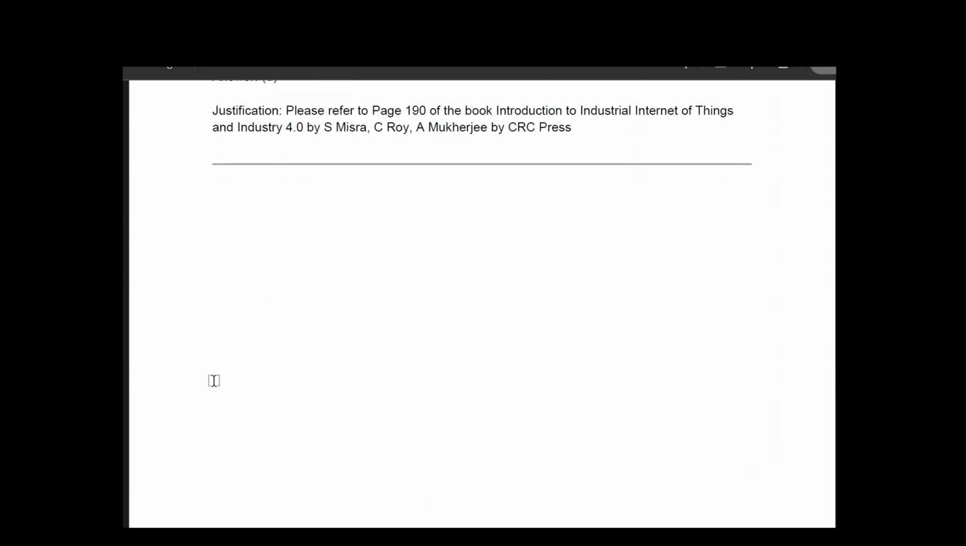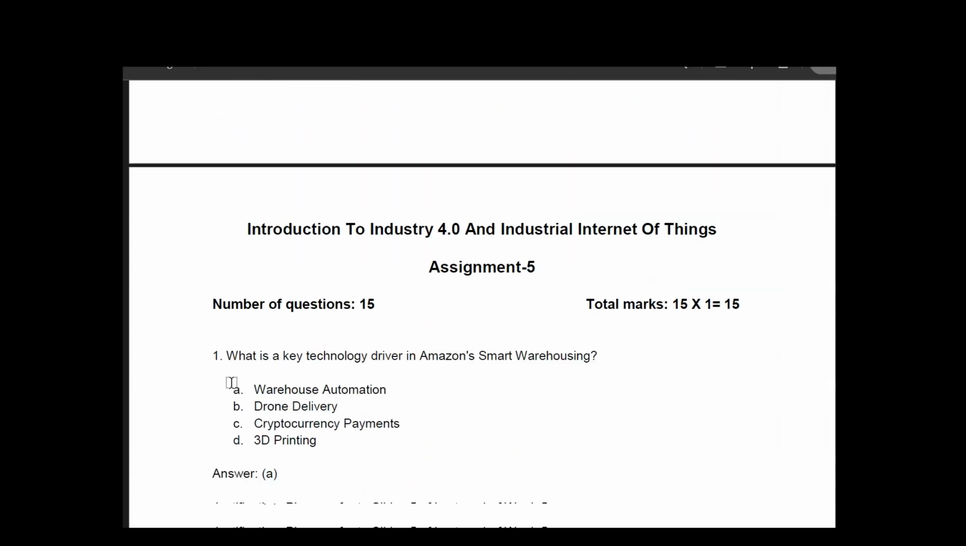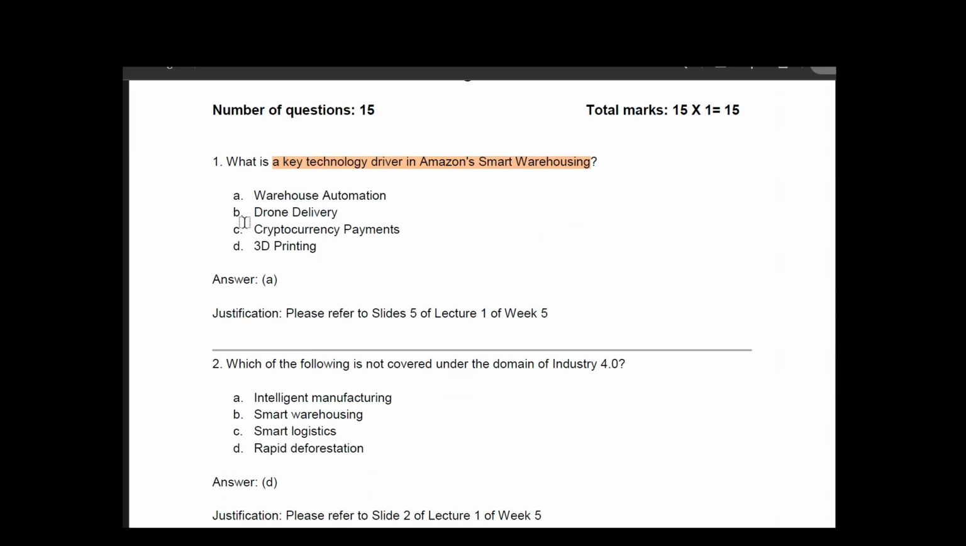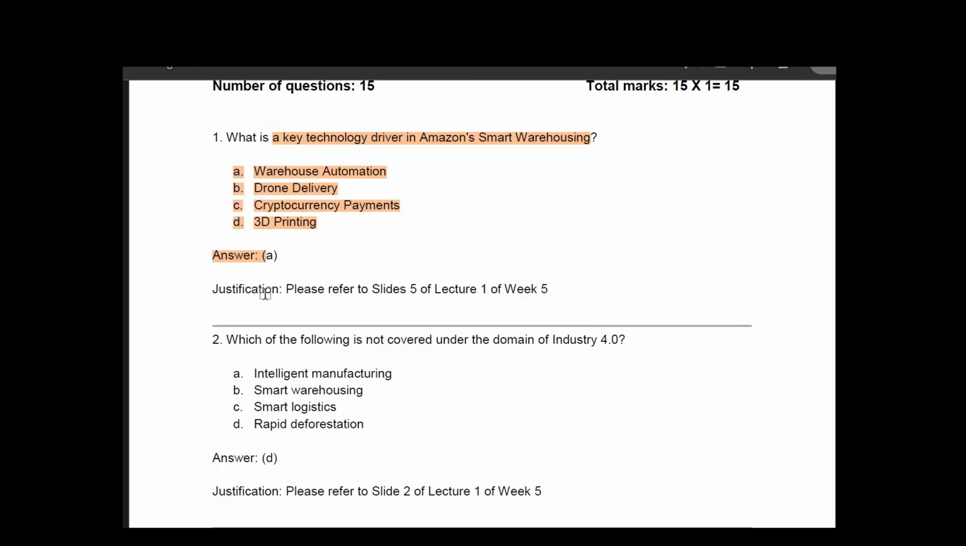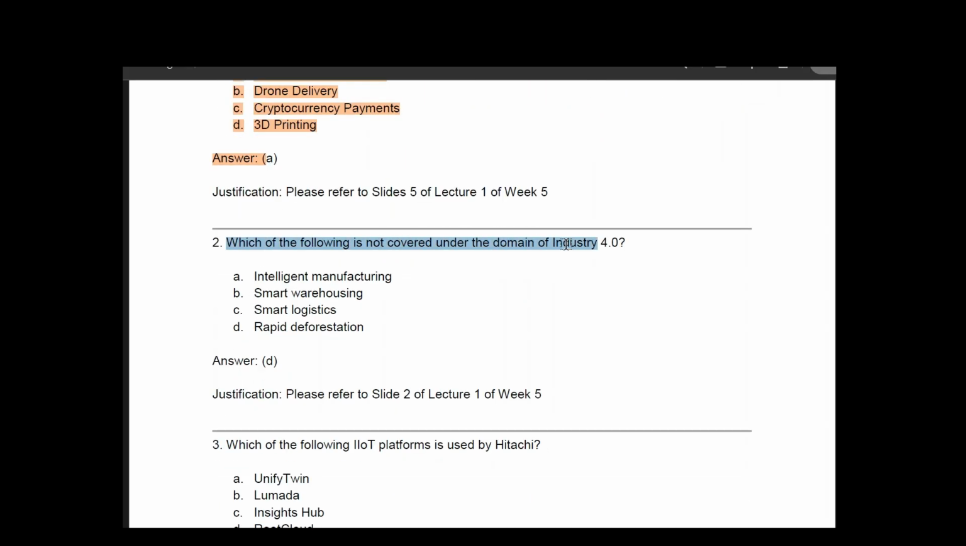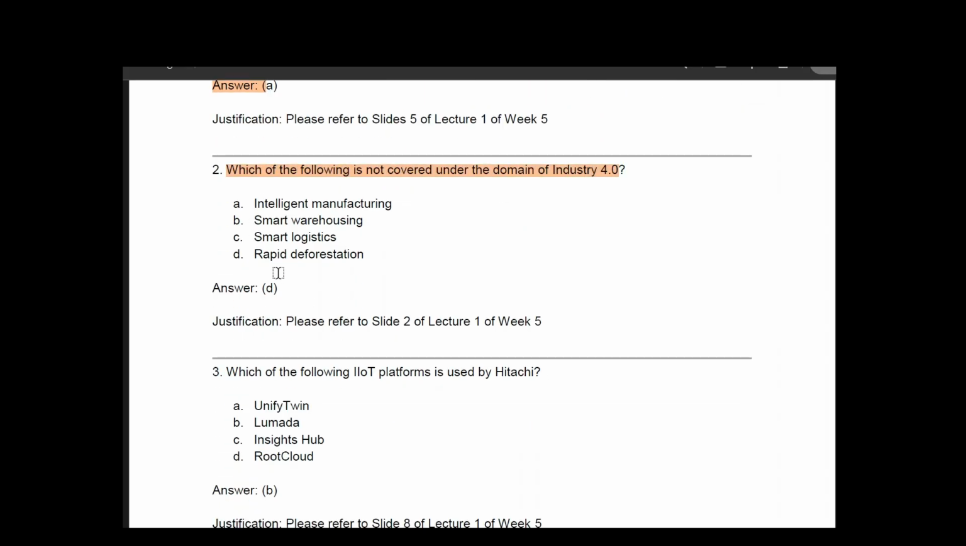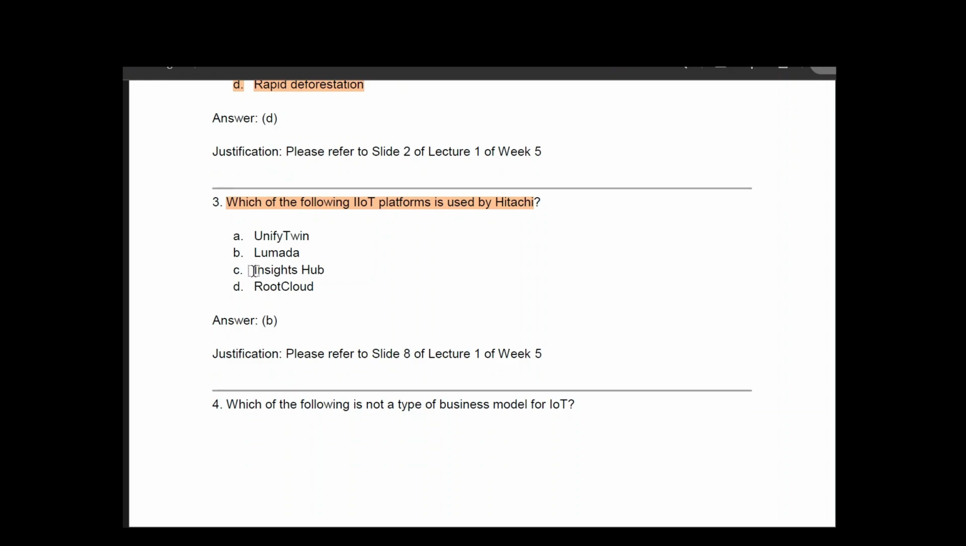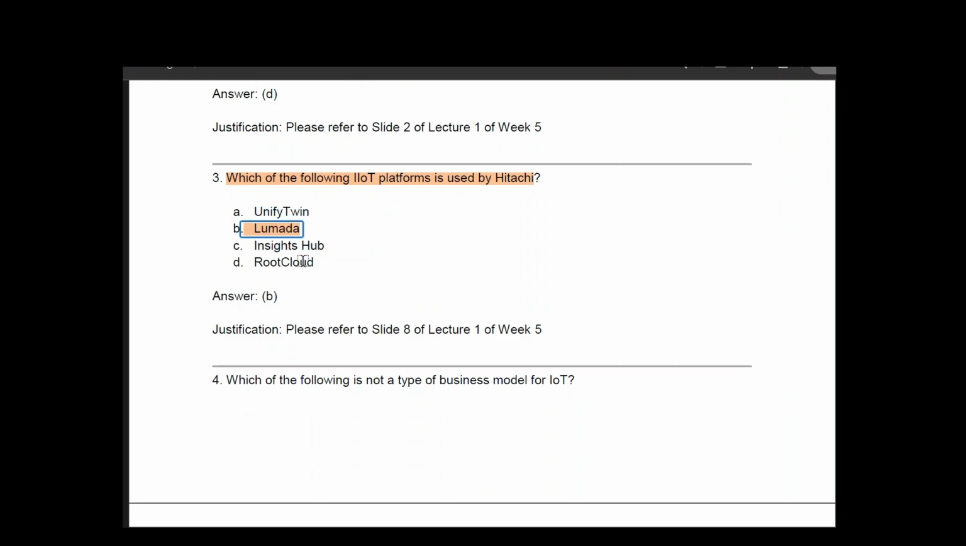Moving to the fifth assignment, we have the first question. What is the key technology driver in the emerging smart warehouse? So it is warehouse automation. Moving to the next question, which of the following is not covered under the domain of Industry 4.0? That is rapid deforestation. Which of the following IoT platforms is used by Hitachi? It is LUMADA.